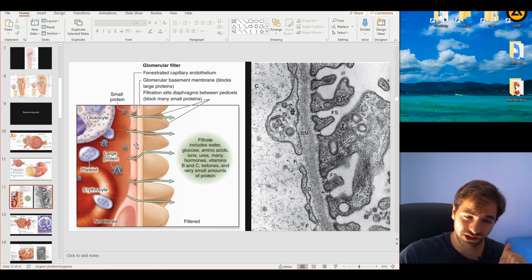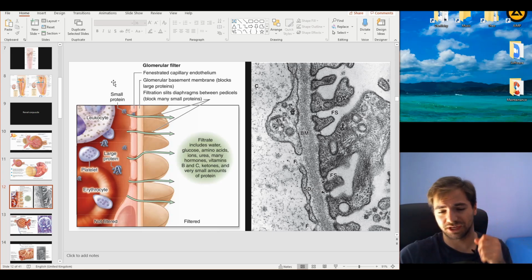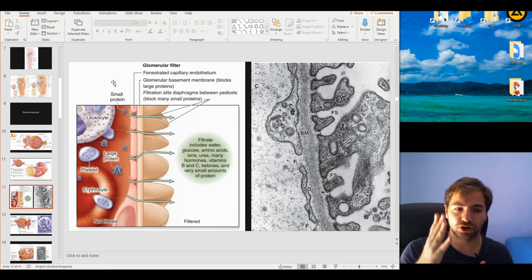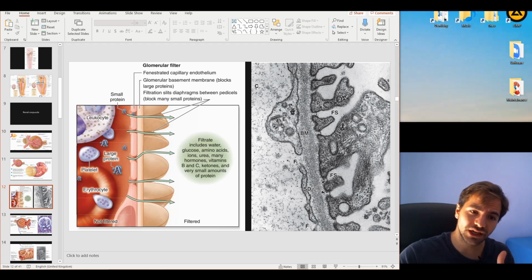partly by the fenestrated capillary endothelium, and most importantly and primarily by the basal membrane, which contains negatively charged ionic components, the glycosaminoglycans, and blocks out small proteins and also parts of middle-sized proteins. And lastly, the smaller proteins are blocked by these slit diaphragms that are present between the pedicels.